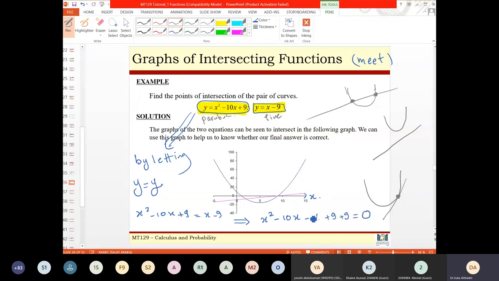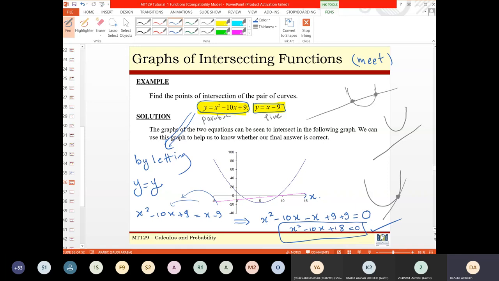Right? I collected everything on the left side. The x minus x, and 9 plus 9. So we get x squared minus 10x plus 18 equal to 0. Second degree equation, right? Quadratic. Solve it. We talked about how to solve it. This is the equation we got.